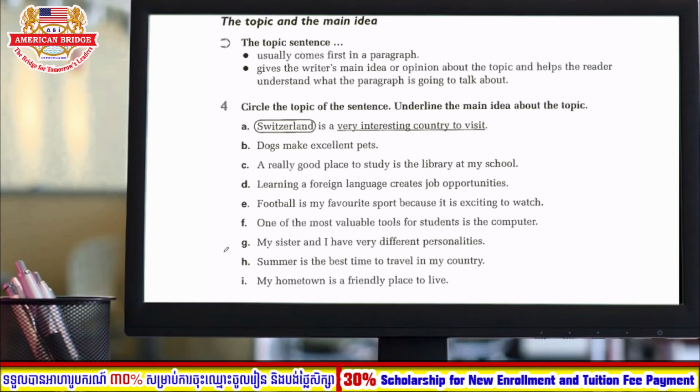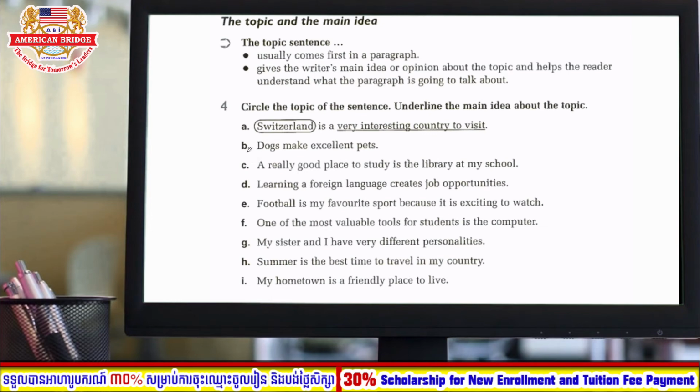So to understand much better, let's look at this activity, which is to circle the topic of the sentence and underline the main idea about the topic. If you look at sentence A, Switzerland is a very interesting country to visit. So Switzerland is the topic of this sentence. To support the topic, we have the main idea, which is this country is very interesting to visit.